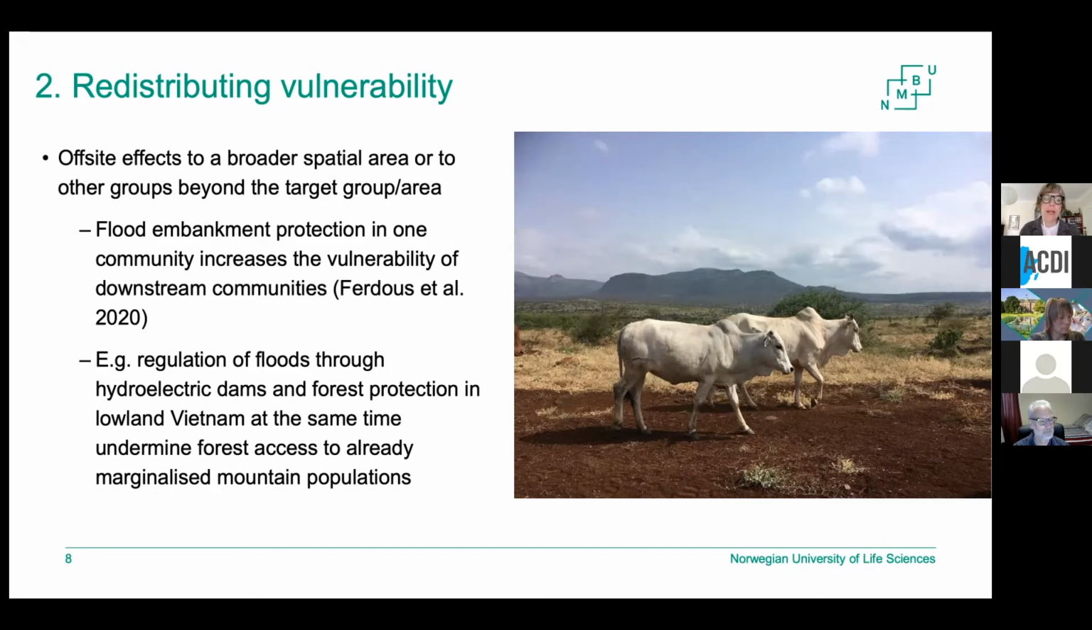And similarly, there were things like forest protection in Vietnam, an example where hydroelectric dams and forest protection are set up in order to help address flooding issues in a specific area, but then actually created problems with access to the forest and to the natural resources from the already very marginalized mountain populations. So that was the way vulnerability was redistributed.